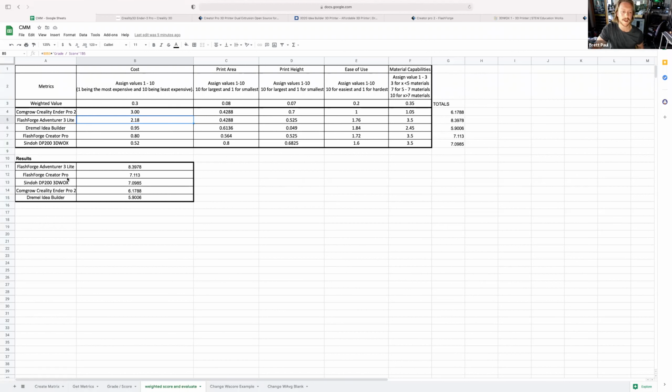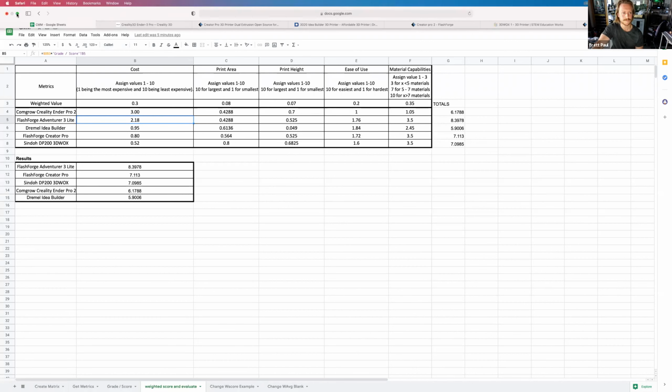But if you're like, man, but the Creator Pro is encased and has a webcam, then either you go back and redo your matrix, including those, or you say, yeah, okay, I'm going to get the Creator Pro because it's the second best and it has some of these other features that I want. Are there any questions on that? Does that make sense?